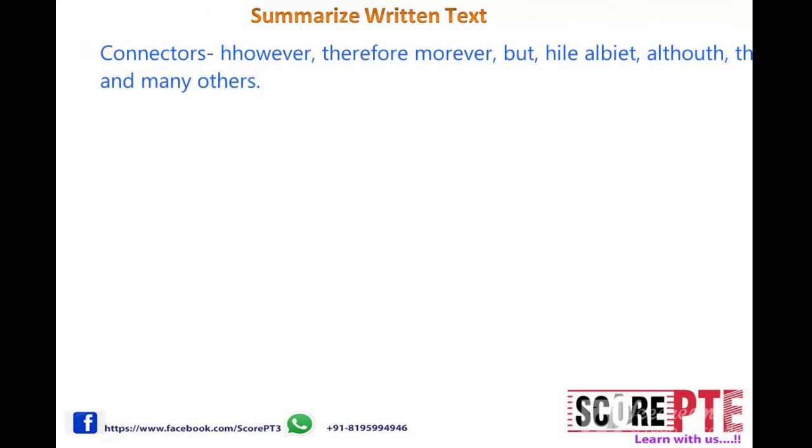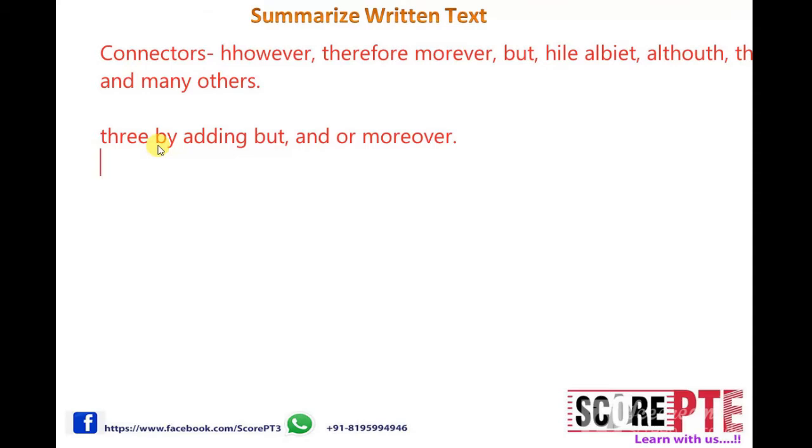But what we do is we only use 2 to 3 connectors in our whole summarize written text. We do it by adding 3 words: but, and, or moreover. Okay, this is our basic connectors, simple and easy connectors.